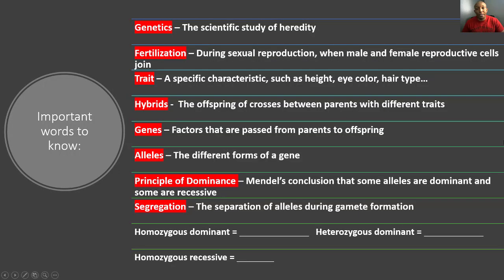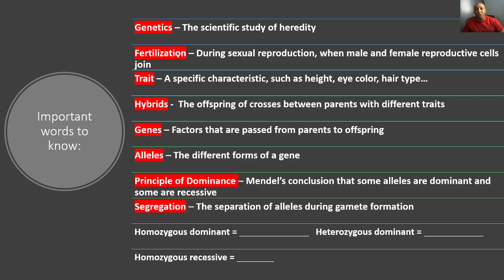Before we get started with inheritance, let's go ahead and take a look at some important words to know. We'll start off with genetics, which is the scientific study of heredity. Also fertilization, and this is during sexual reproduction when male and female reproductive cells join. So you have the sperm for the male and the egg for the female. And then trait is a specific characteristic such as height, eye color, or hair type. Then we have hybrids, and these are the offspring of crosses between parents with different traits.